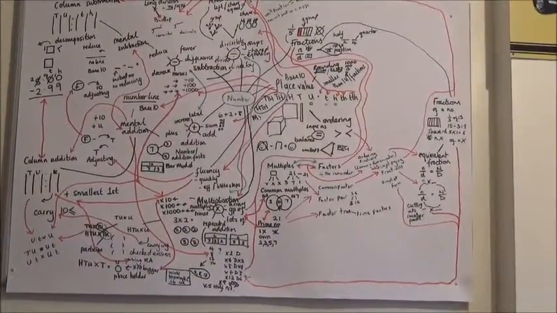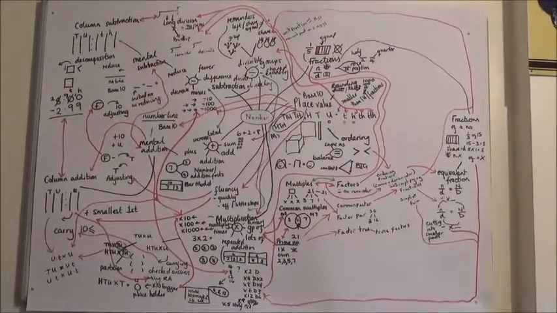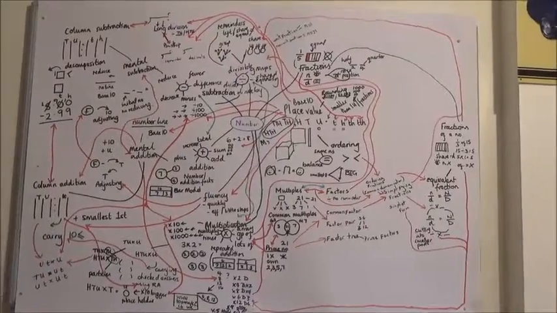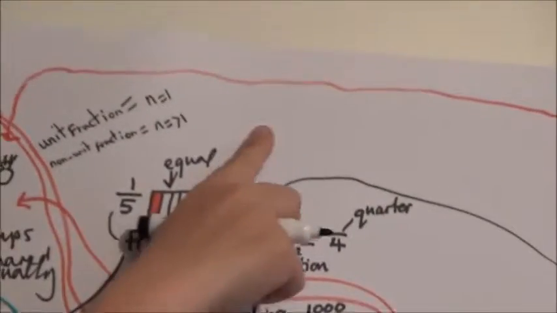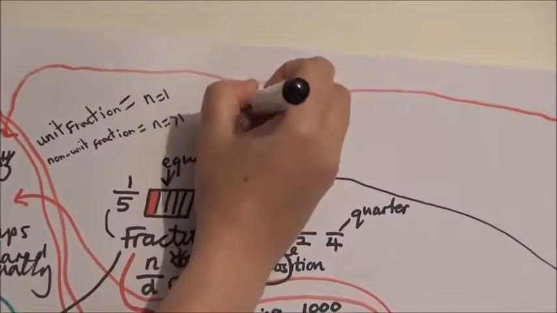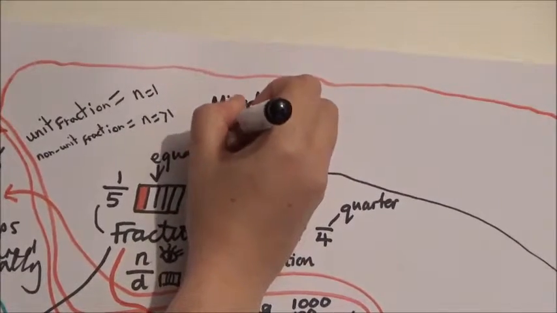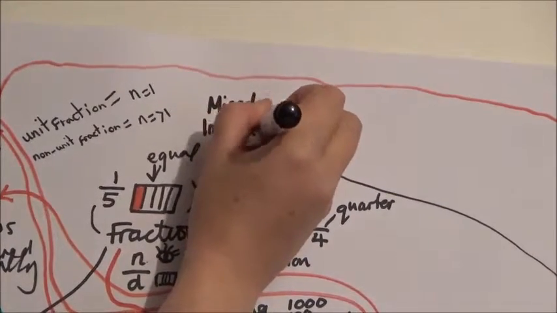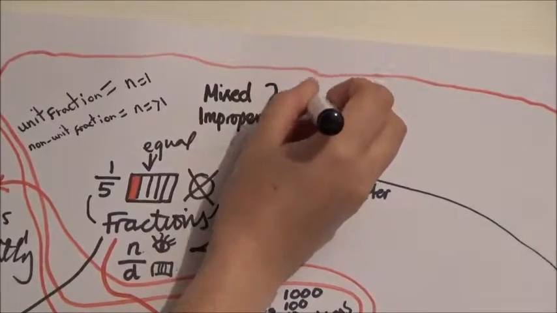Let's add our improper and mixed fraction understanding to our number mind map. So we're going to go up to where we had fractions, and we're going to go up to here, and I'm going to put mixed and improper fractions.